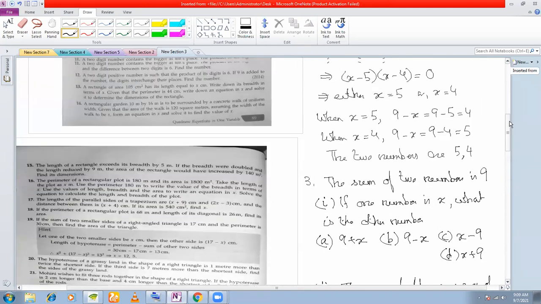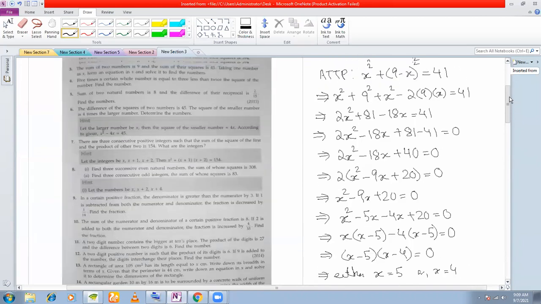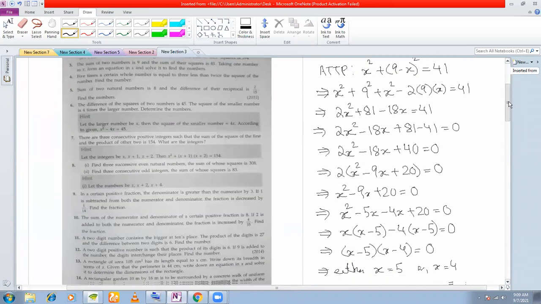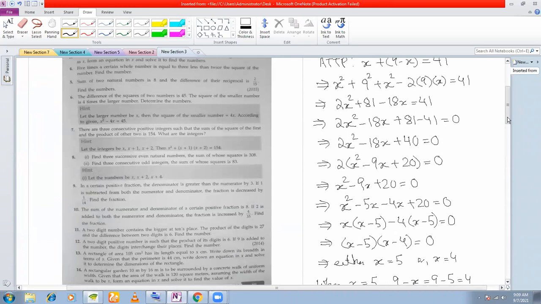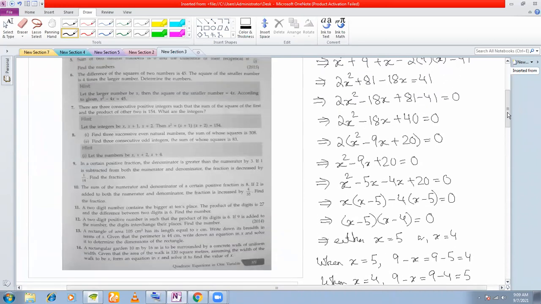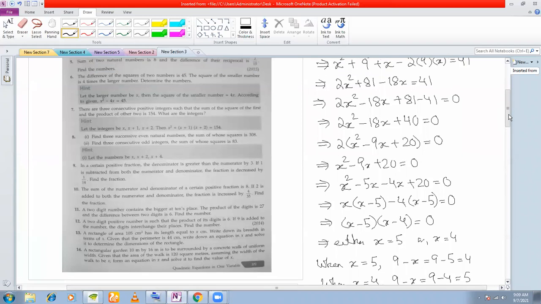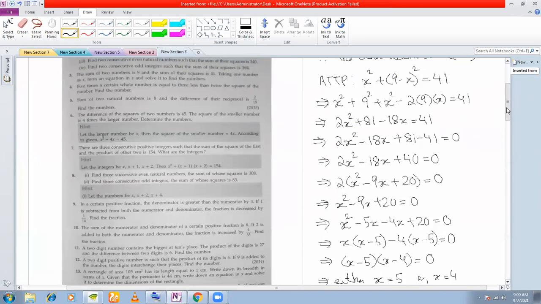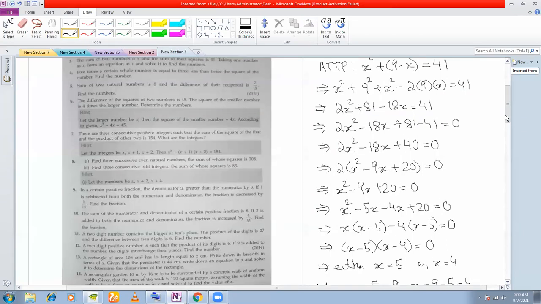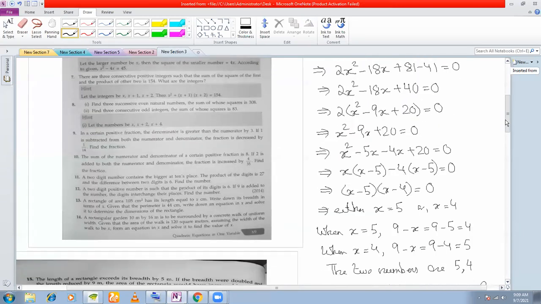Sir, we have to show the working. Yeah, that's what I told you in the beginning only. Sir, where will we show? I told you to divide the paper into two parts. Did you hear that part or not? No, sir. I'll just repeat it later on. But you will have to show the working.